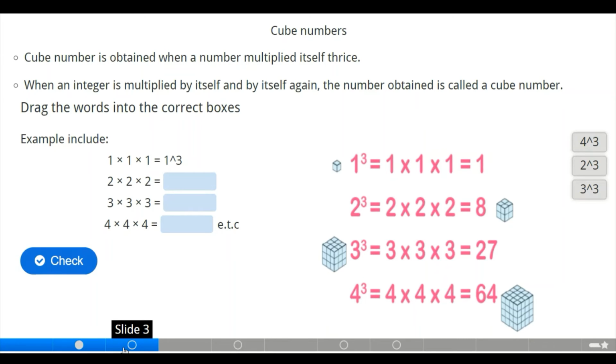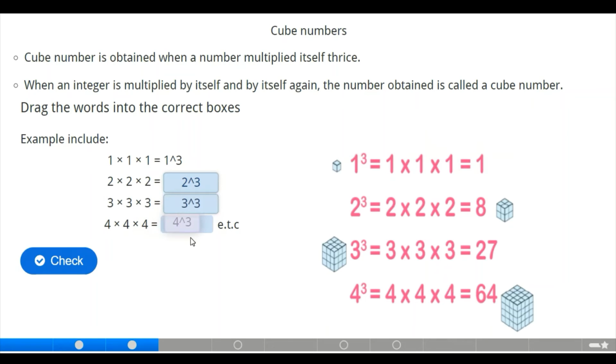So we have an example here. When you multiply 1 3 times, it's going to give us what? 1 raised to power 3, which is the cube number of 1. Now if you multiply 2 3 times, it is going to give us 2 raised to power 3. If you multiply 3 3 times, it is going to be 3 raised to power 3. Now if you multiply 4 3 times, it's going to give us 4 raised to power 3 as well. And these are examples of cube numbers.